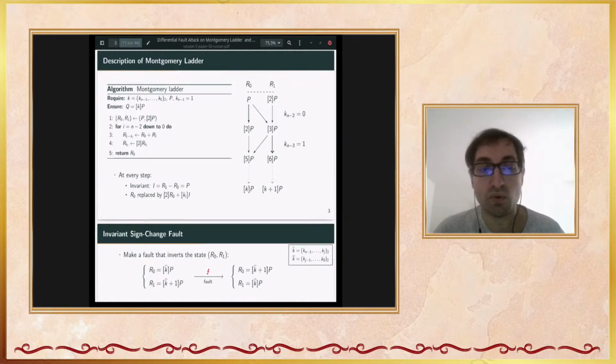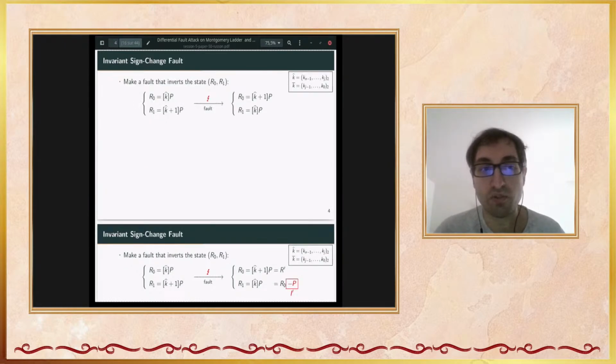To summarize how the algorithm works, we need to retain two things. There is a loop invariant: if we look closely at each step, the difference between the point R0 and the point R1 is always the point P. Using this, we can rewrite what happens at each step: the point R0 is replaced by 2 times R0 plus the new bit times the value of the invariant. This is what happens if, of course, everything occurs correctly. Using that, it becomes easier to explain what happens if an attacker disrupts the execution.